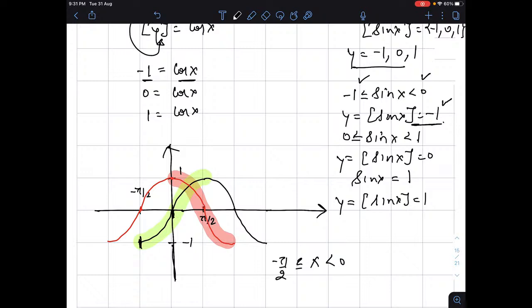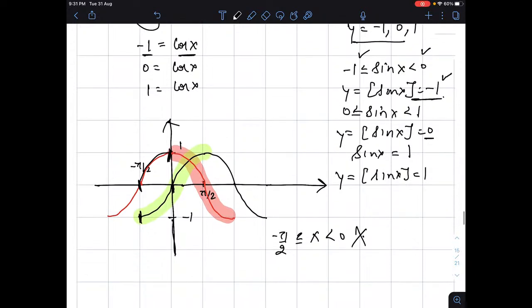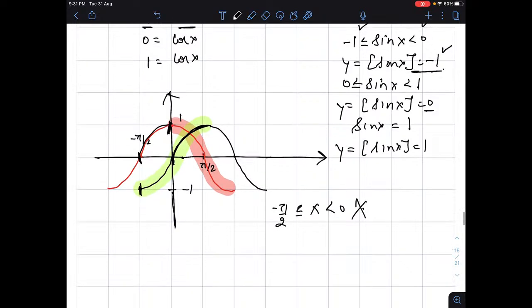Cos x is becoming what? 0 to 1. So that means this is not at all a part of our solution. Now let us suppose it is becoming 0 over here. So the greatest integer function of sin x is becoming 0. That means sin x is lying from where to where? 0 to 1. That means x is lying in this interval.